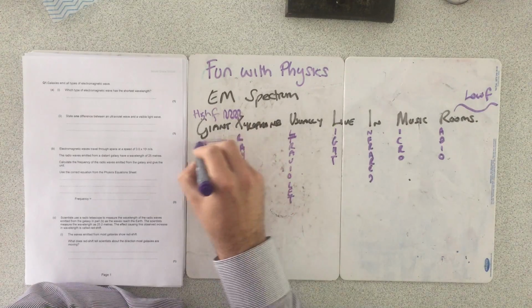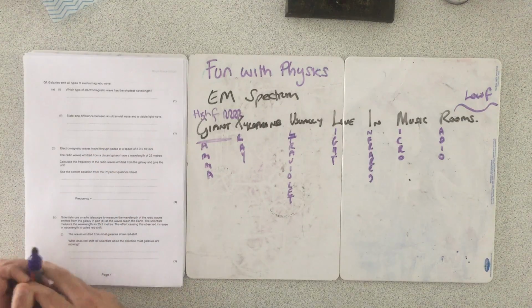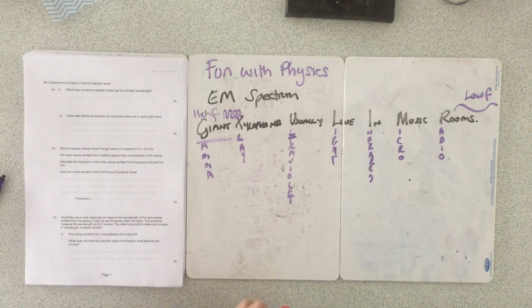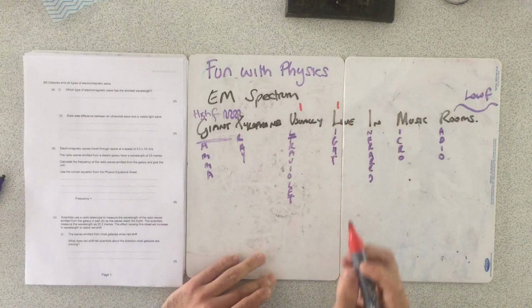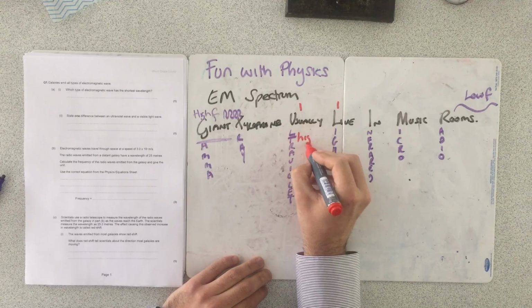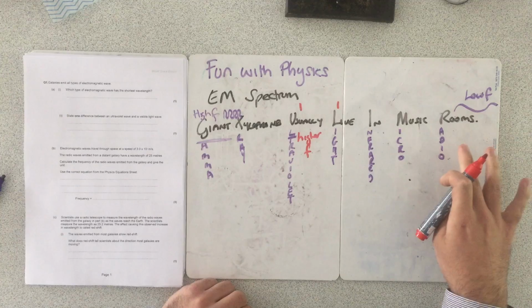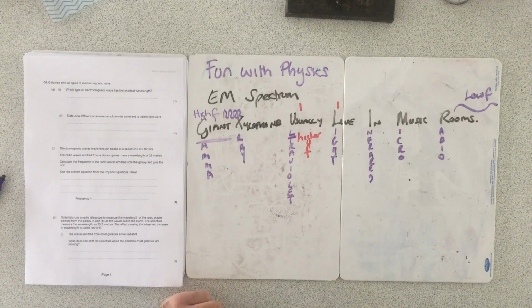So it's this one. Okay, and state one difference between ultraviolet and visible light. Well, ultraviolet and visible light are these two here. What's the difference? Ultraviolet has a higher frequency than visible light. Nice and easy. And if you can remember this, you're definitely on the money when answering these sorts of questions.